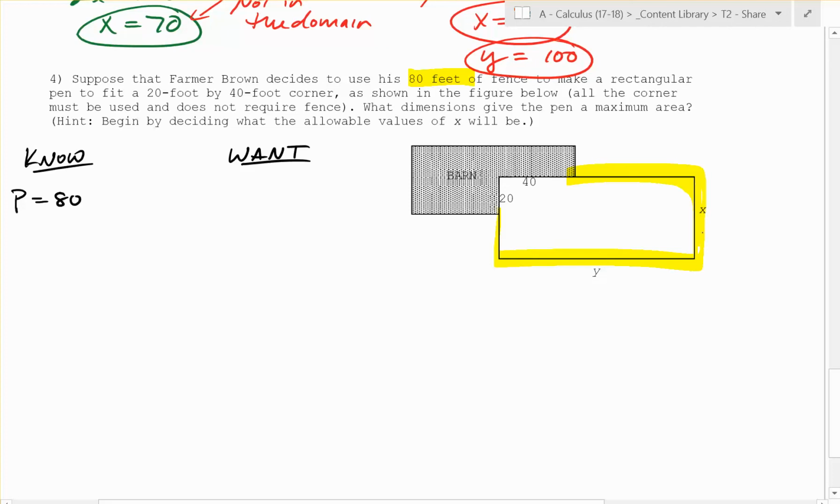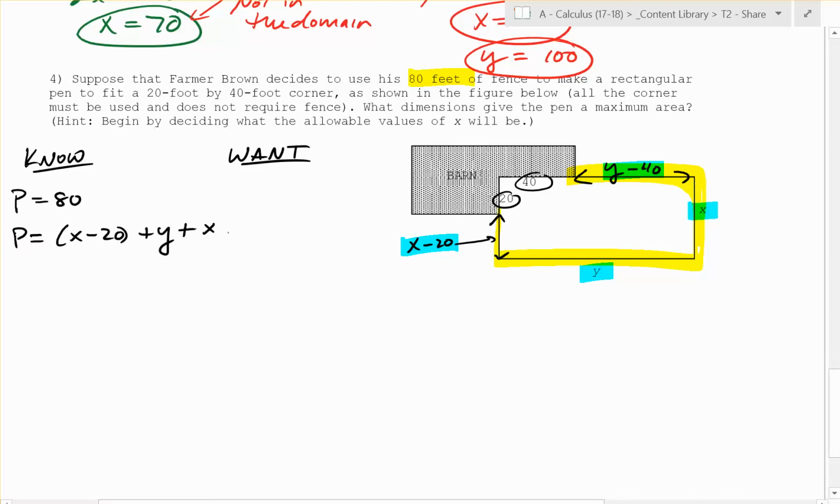So we have an x right there, and this is 40 right here. So this right here is going to be y minus 40. And if that right there is 20, this right here is going to be x minus 20. So how many pieces do we have here? We have the x minus 20, the y, the x, and the y minus 40. So we know that the perimeter is going to be x minus 20 plus y plus x plus y minus 40. So those are the pieces there: the y minus 40, the x, the y right there, and the x minus 20.